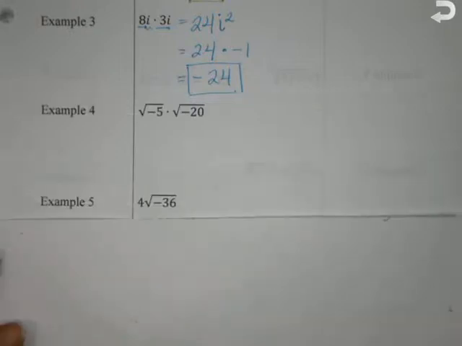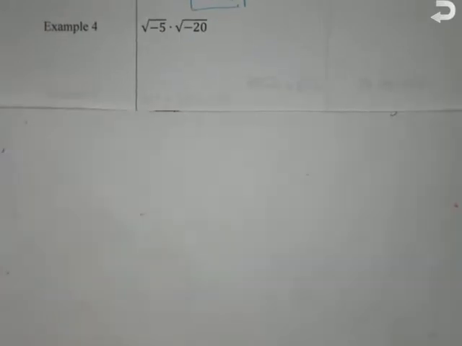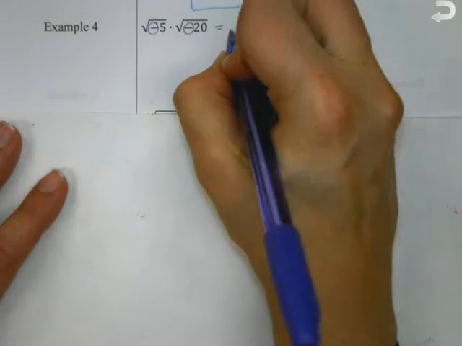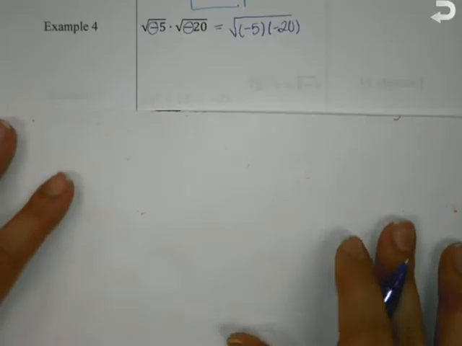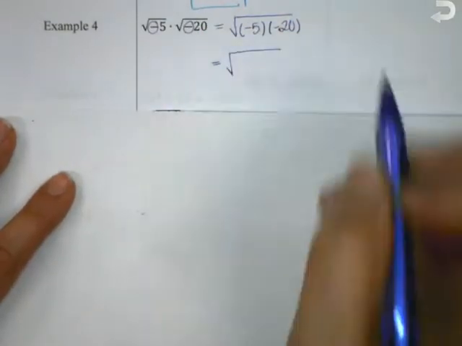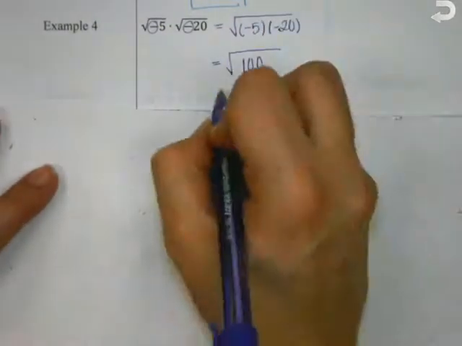Root negative 5 times root negative 20. Before we start working with i's and these negatives, I always suggest that we multiply first. So this is the same as the square root of negative 5 times negative 20. And that's kind of going to work out in our favor, right? What's negative 5 times negative 20? Positive 100. And can we take the square root of positive 100? Yeah, what does it come out to? 10. And you're done.